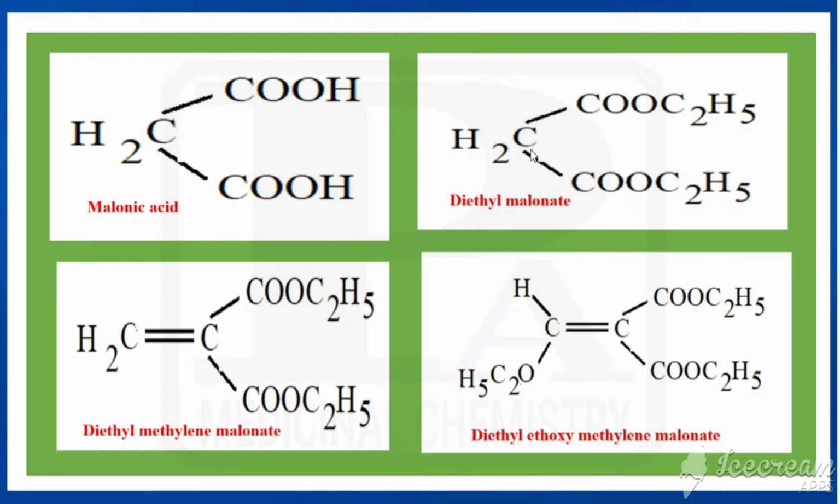Now here the carbon is connected to two hydrogens, and that is replaced by CH2 connected with a double bond. This can be called methylene. Already we have known CH2 is called methylene. So what is the name for this one? This is called diethyl methylene malonate. Diethyl, methylene and malonate. Now here it has two hydrogens, and one hydrogen is replaced by ethoxy, so it is called diethyl ethoxy methylene malonate.